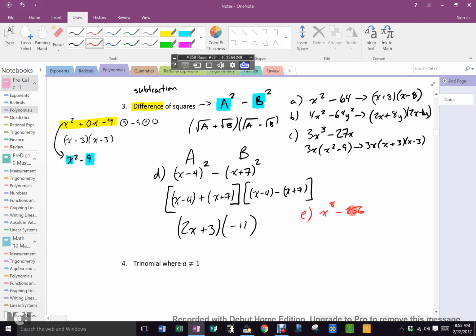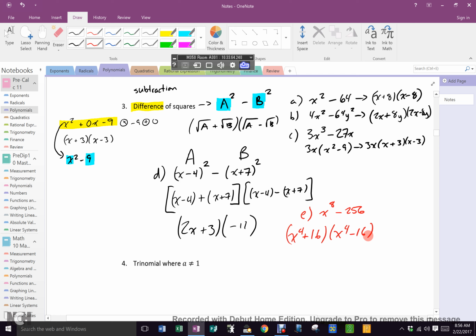Some people recognize that 256 is 2 to the 8th, right? Which means it breaks down into square roots, doesn't it? And x to the 8th breaks down into square roots, doesn't it? So what is the square root of x to the 8th? x to the 4th. Plus, what is the square root of 256? 16. And then I do the same thing. x to the 4th minus 16. Am I done?